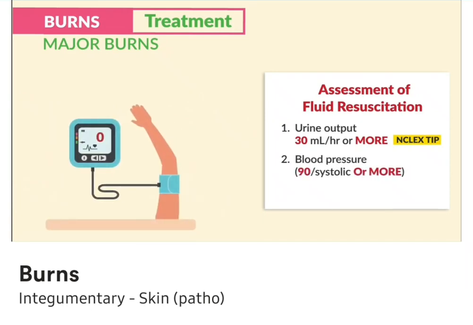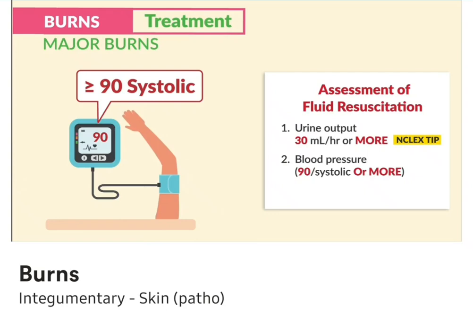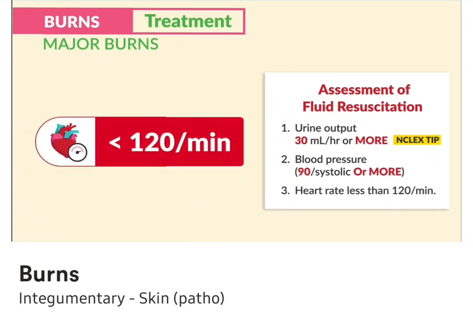Now the second key point of fluid resuscitation is blood pressure. So 90 systolic or more and a heart rate less than 120 beats per minute. This means that fluid resuscitation has been effective. So I'd recommend pausing your screen and jotting these down.